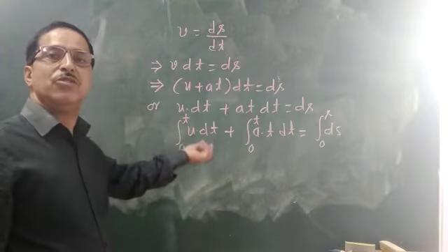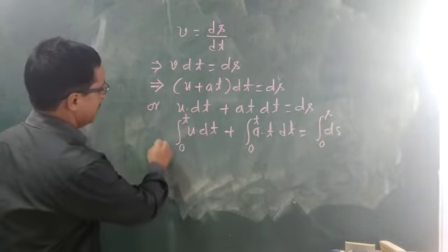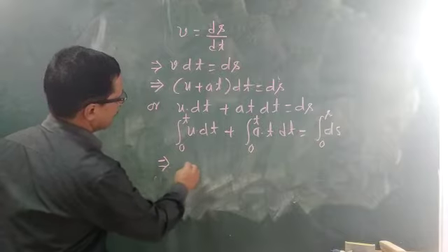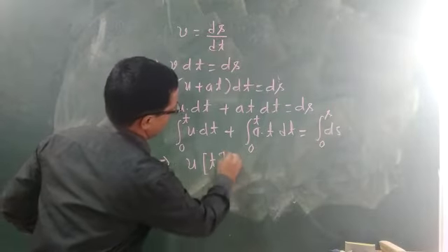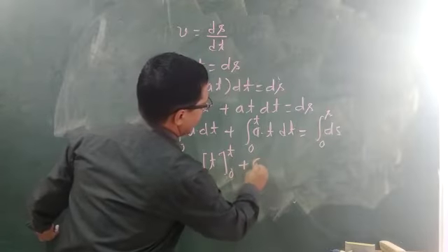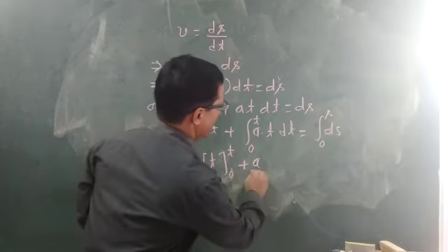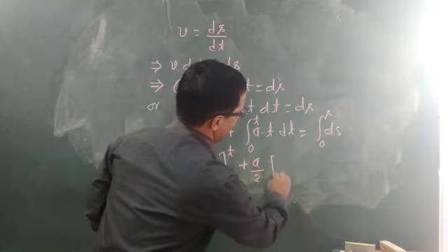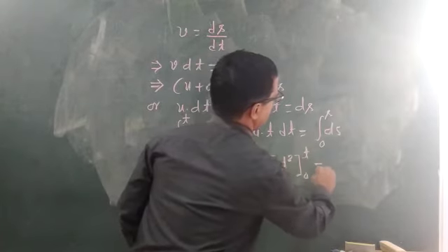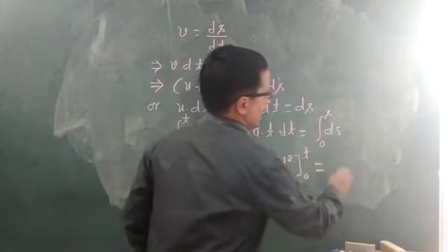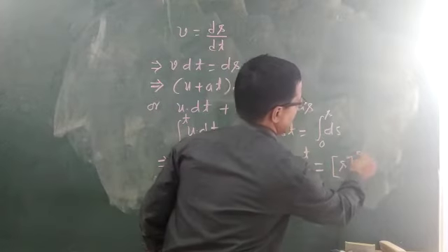u is a constant, it will be taken out. So integration of dt is t. Therefore this equation becomes u into t between the limits 0 and t, plus a taken out, the integration of t dt is t square upon 2. The 2 is taken out, so we have t square between 0 and t, equal to integration of ds, which is s, and the limits are 0 and s.